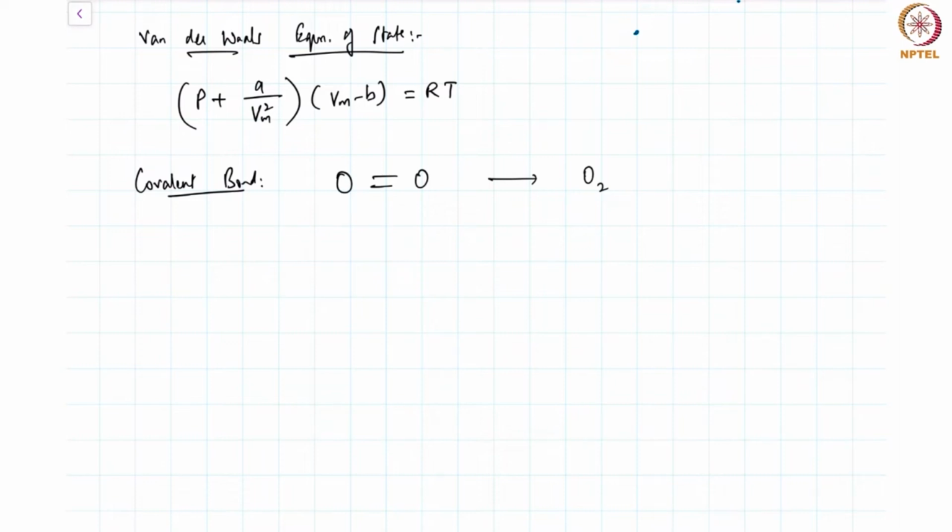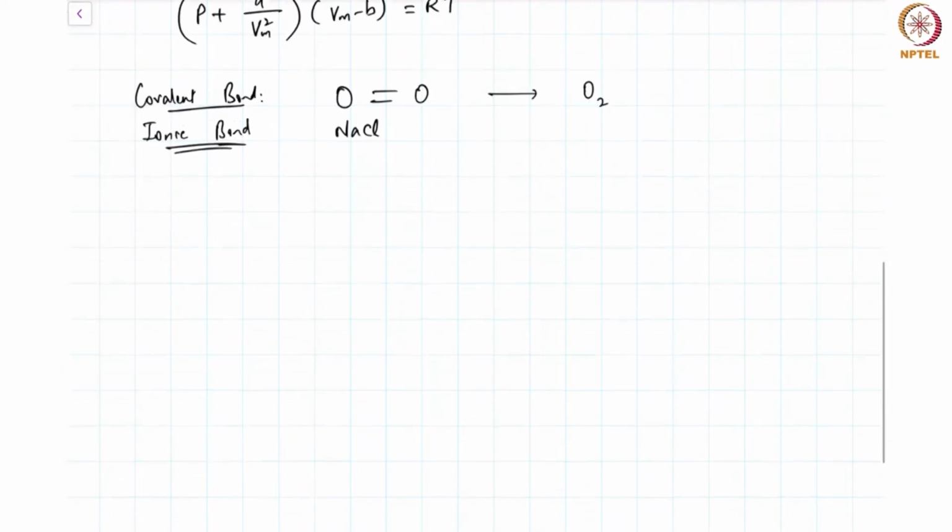Now, this is also true for other kinds of bonds. For example, we can have an ionic bond, and we see this ionic bond in a molecule like NaCl, right? Now, these bonds are much stronger than the van der Waals forces. Now, what exactly are these van der Waals forces and what is their origin?